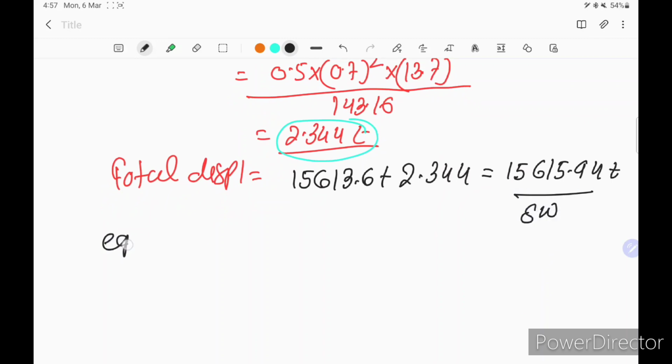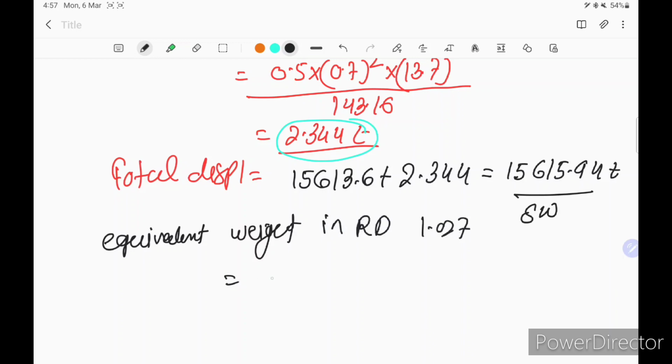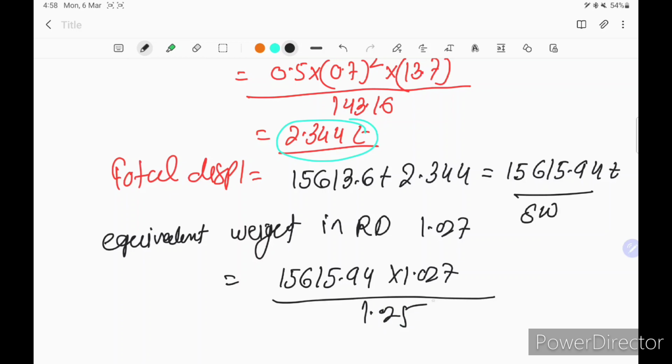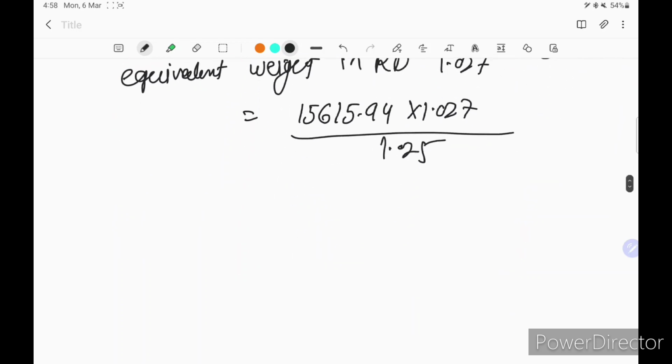Now we calculate the equivalent in RD 1.027. So 15615.94 into 1.027 divided by 1.025. Okay, after calculating, we'll see that. Move to the next.